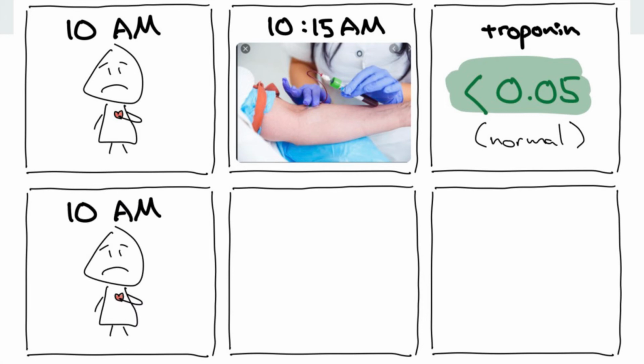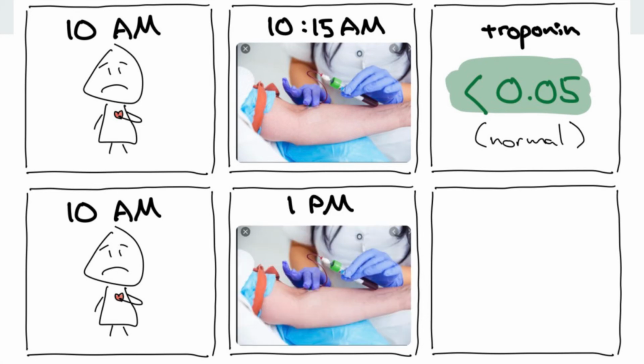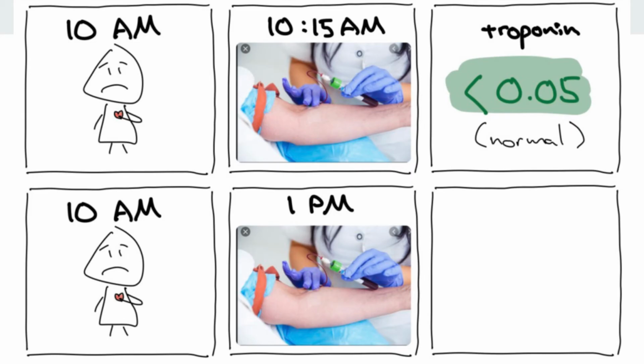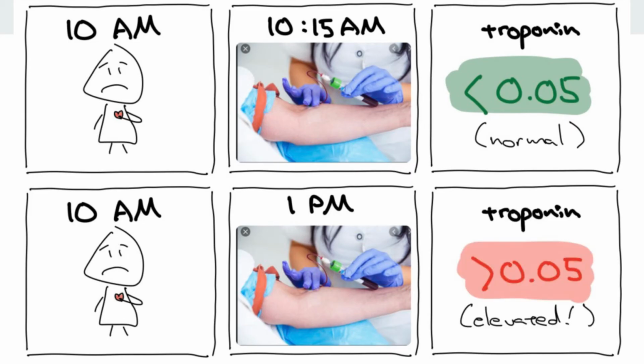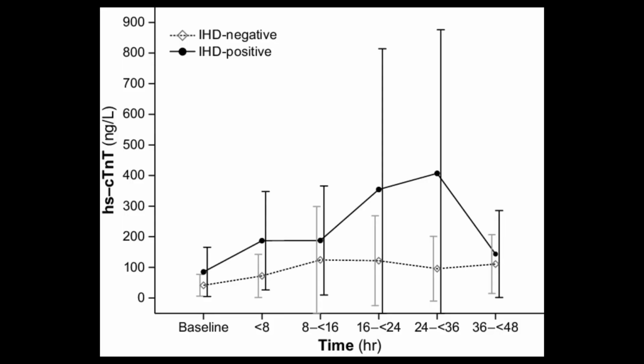There hasn't been enough time for it to become elevated in my blood. But let's say I had a giant heart attack at 10 o'clock this morning, but decided to stay at home, seeing if the chest pain would get better. I finally give up and come into the hospital in the afternoon, where my blood is drawn around 1 p.m., 3 hours later. In this case, my troponin will come back as being elevated. This is why it's important to ask and document the onset of the patient's chest pain, and this is why we also do serial troponins in the ED.